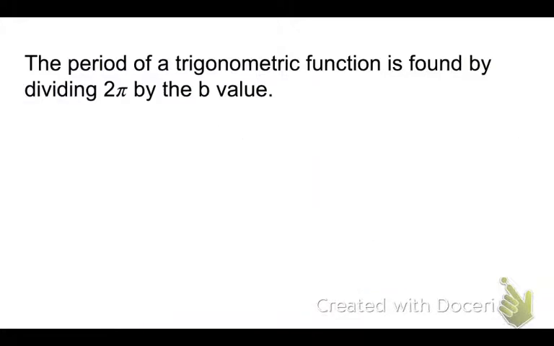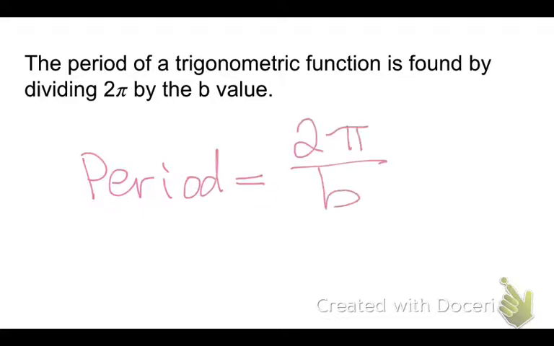The period of a trigonometric function is found by dividing 2 pi by the b value. We're going to see this again, but period for a function equals 2 pi divided by b. That's very, very important. In a little bit, you're going to see where that b value is found as it relates to the function.